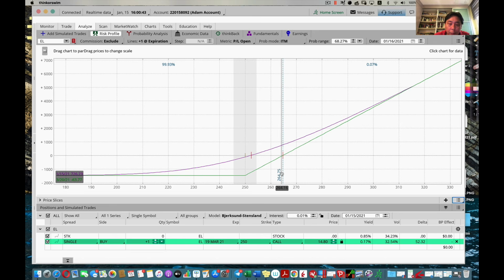Yeah, 264.75. That's the break-even point. So like I said, you don't have to calculate it yourself. The software will tell you your break-even point. It'll tell you your maximum loss.